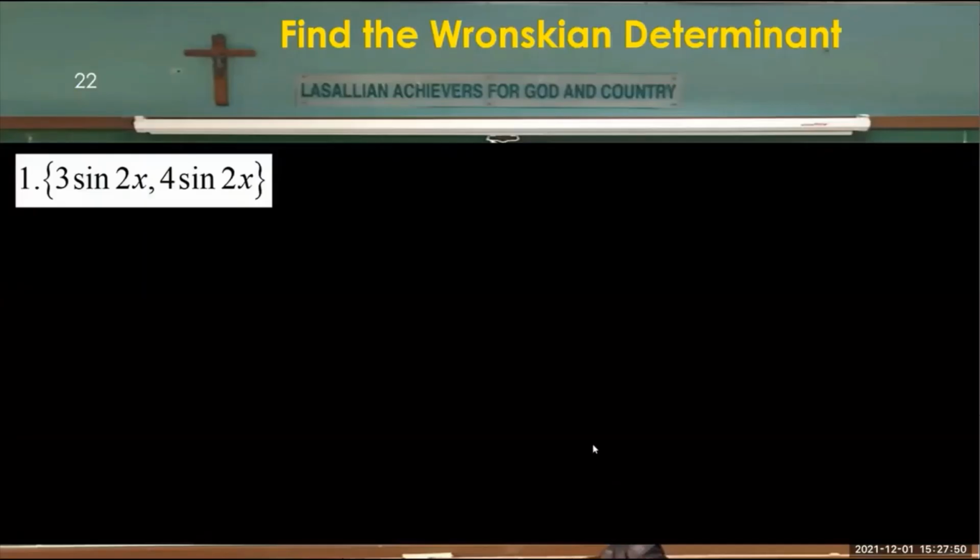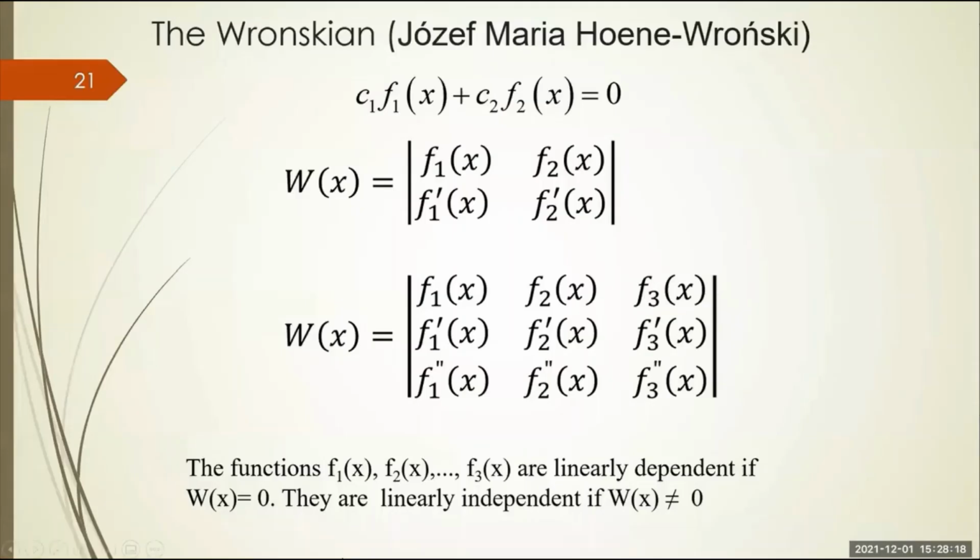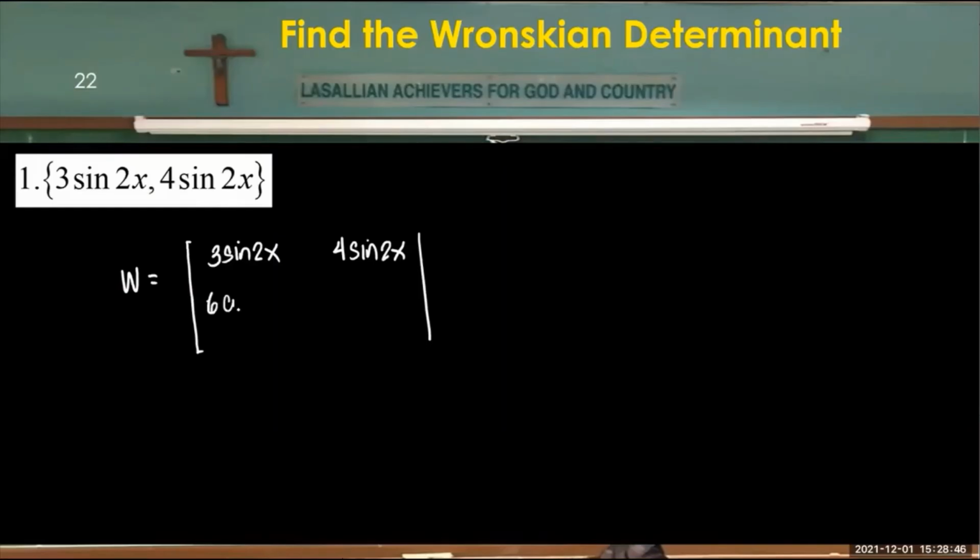So let's try. According to the Wronskian, let's just write the whole function. 3 sine of 2x, and then 4 sine of 2x. Guys, what's the first derivative of 3 sine 2x? Because according to this, first derivative and then first derivative, 6 cosine 2x.